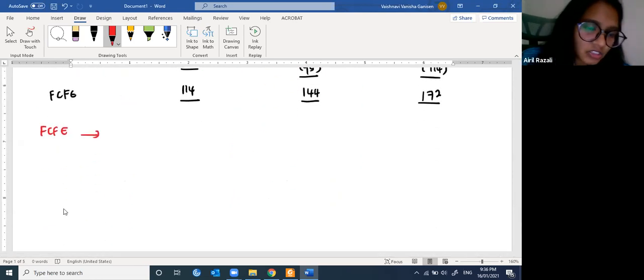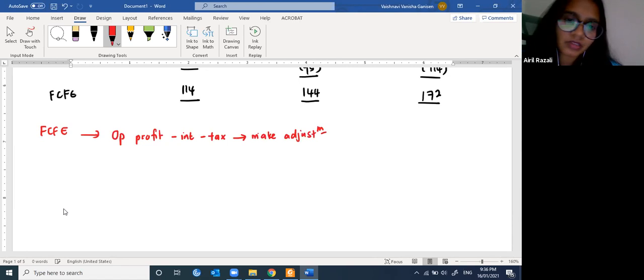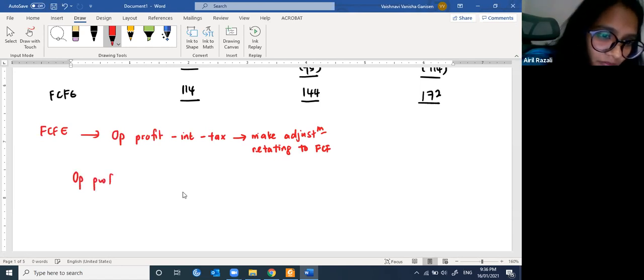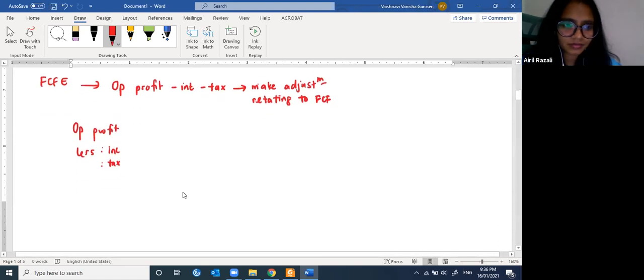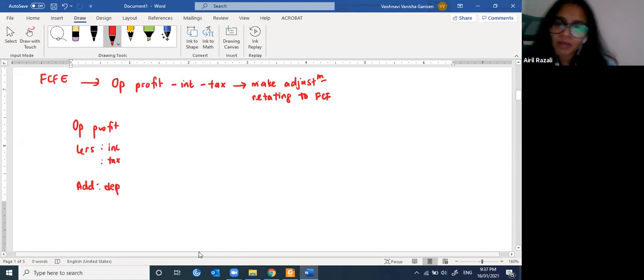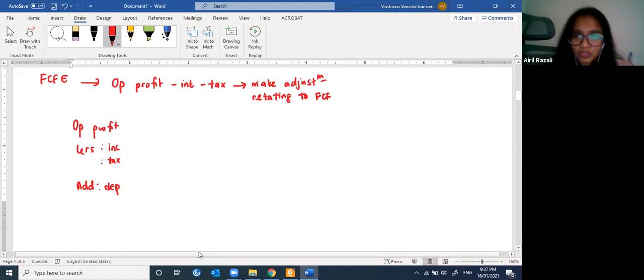I'm just going to write here. Your cheat code or the shortcut is you can take operating profit minus interest minus tax directly, and then you make adjustments for items relating to FCF. That means relating to free cash flow. For example, operating profit less interest less tax, add depreciation, and then you can make any other changes. So you add or minus your changes in working capital, your increase in investment of non-current asset, all that you can make the adjustment later. So up to you, okay?